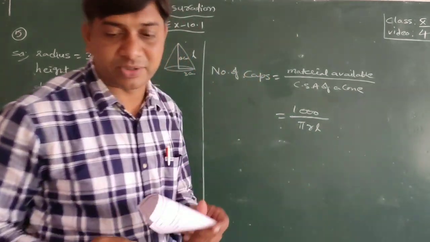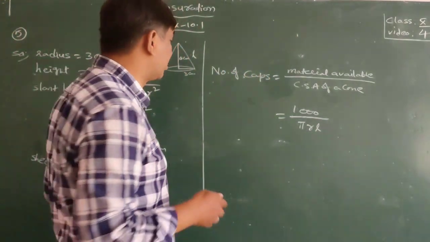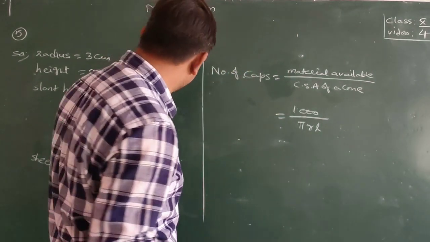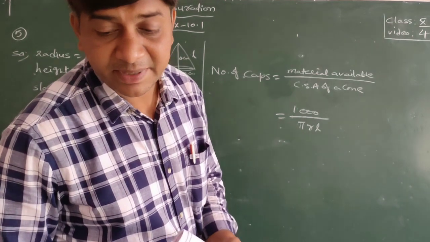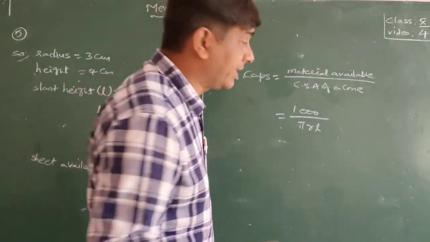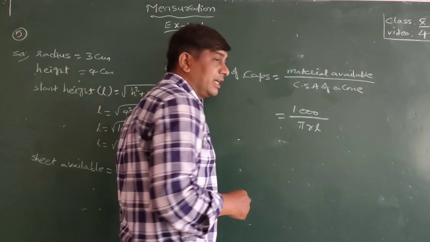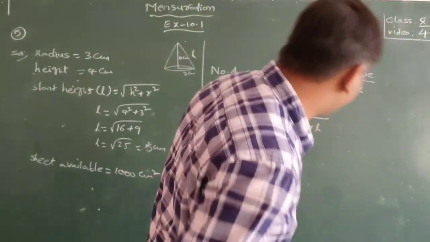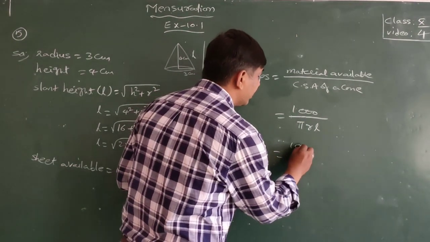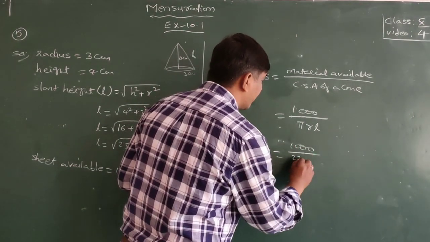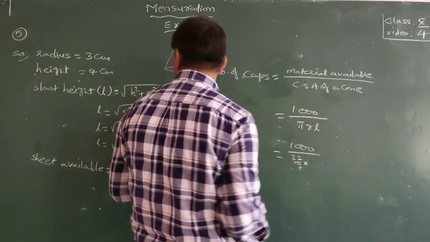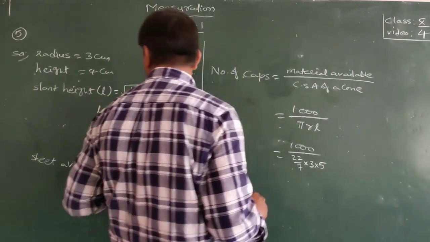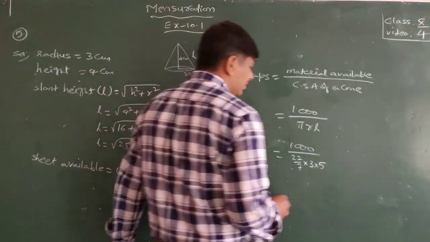Are they mentioned the pi value as any number? No. So use 22/7 only, because they did not mention. If they mentioned 3.14, then we can use it, but they did not mention 3.14. So until and unless they mention, we don't take any other value. That is equal to 1000 by 22/7 into r value 3 and l value 5.